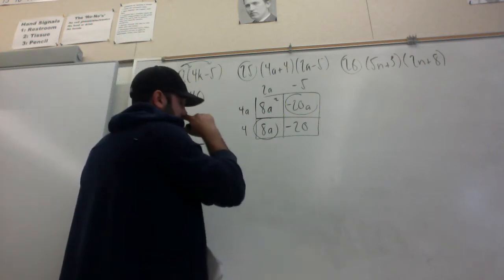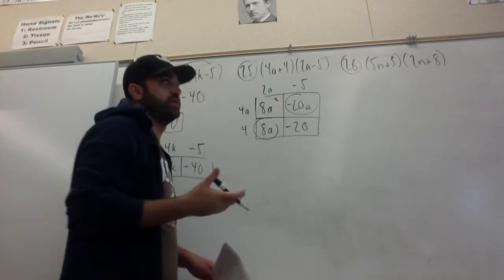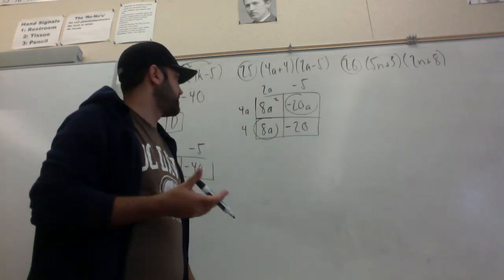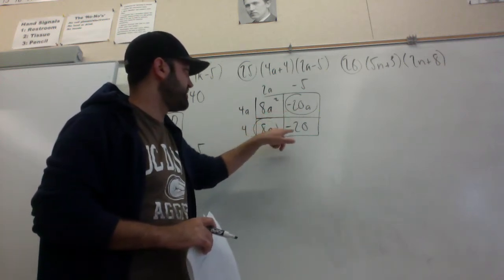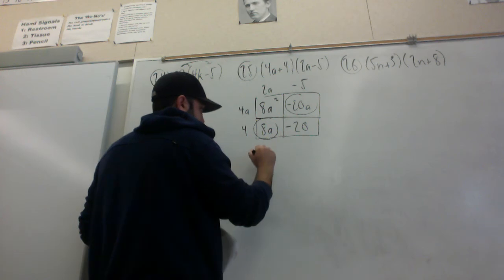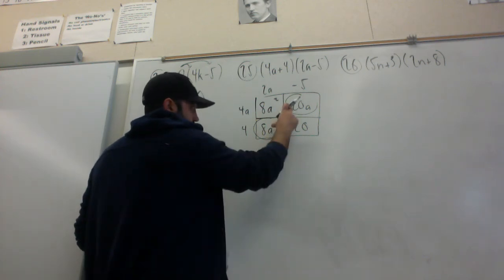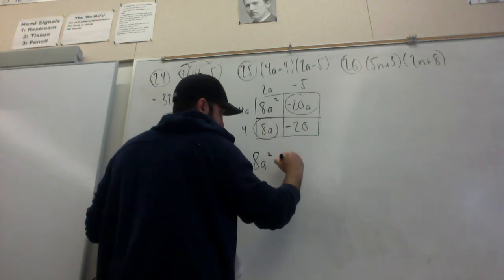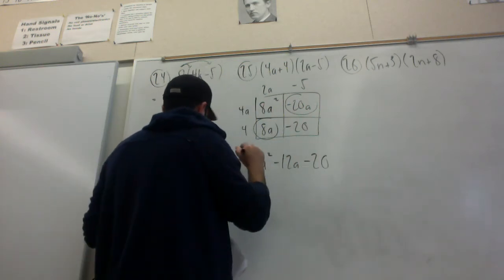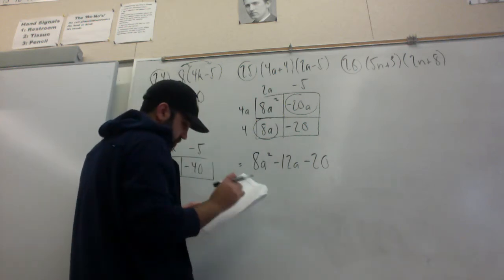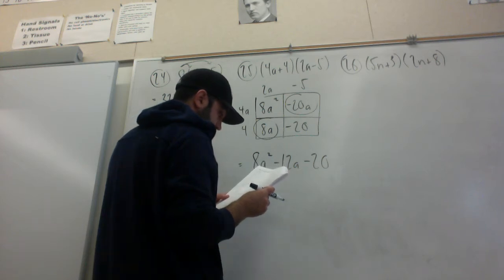So now I'm going to write this out. Always put the highest degree term first. The degree of a term is how many variables it has in it. Well, this has 2. Each of these has 1. This has 0. So start with 8a squared, the highest degree. We just determined this combines to negative 12a, minus 20. All right, so let's see which answer that gives us. It would be answer A.